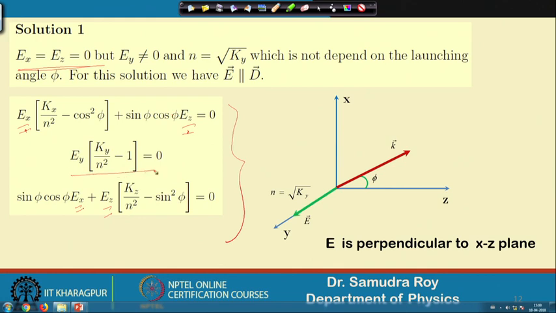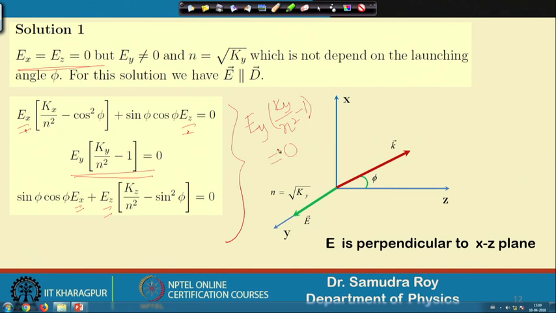But there is another equation in our hand, and we assume that E y is not equal to 0, because if E y is 0, then it is the trivial solution, all are 0, left hand side equal to right hand side, and there is no real solution. So, for these special solutions, we have only one equation in our hand, and that equation is E y multiplied by k y divided by n square minus 1 is equal to 0.